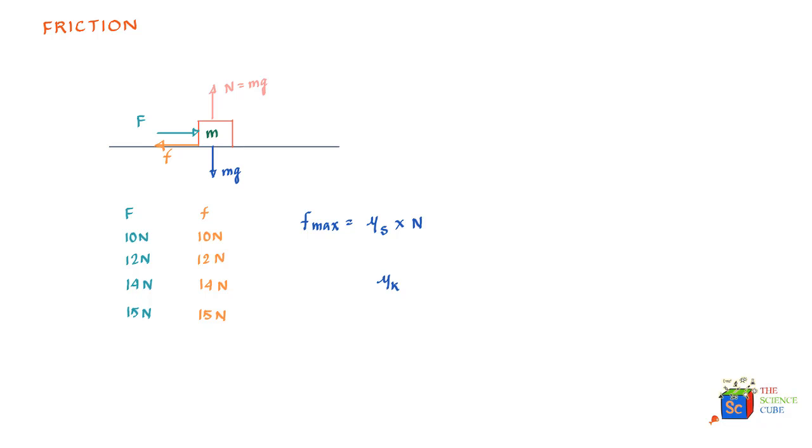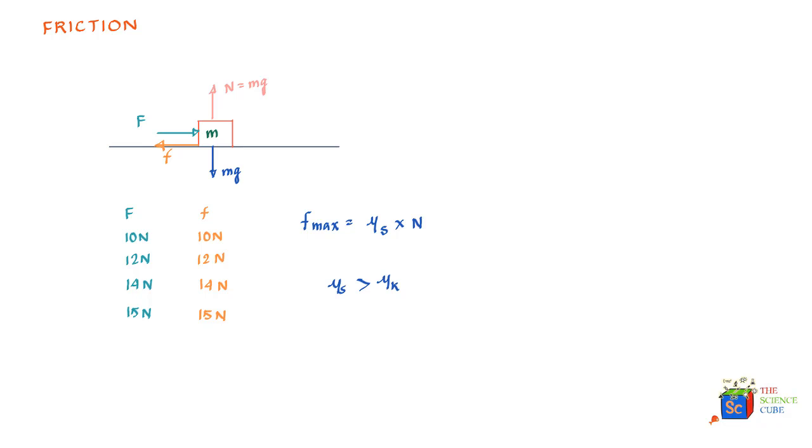And mu k is always less than mu s. And it's quite intuitive. If you try to push a table, you know that the initial force required to push the table is more than the force required to keep the table moving. So once the table starts moving, you would realize that the force required is less. And that's the reason the kinetic coefficient of friction is less than the static coefficient of friction.